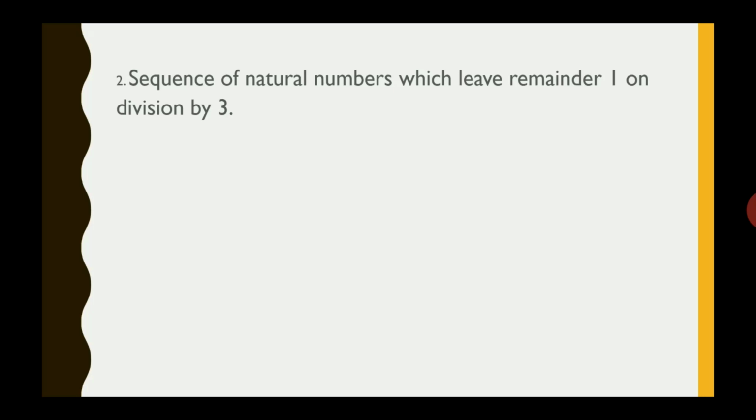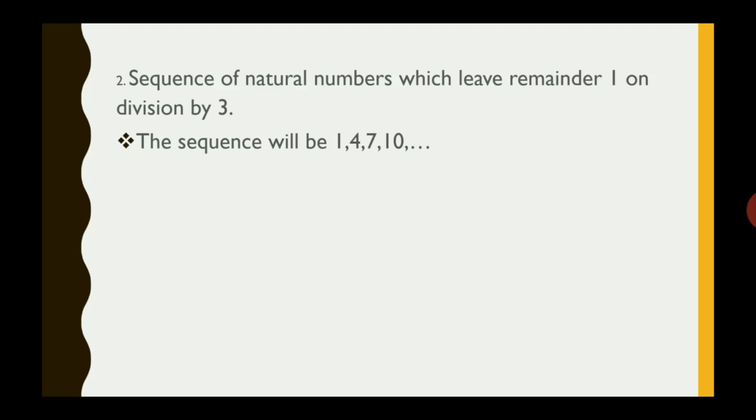Now let us look at the next problem. We have to find the algebraic expression of the sequence of natural numbers which leave a remainder 1 on division by 3. So first we consider the sequence. What will be the sequence? The sequence will be 1, 4, 7 and 10.